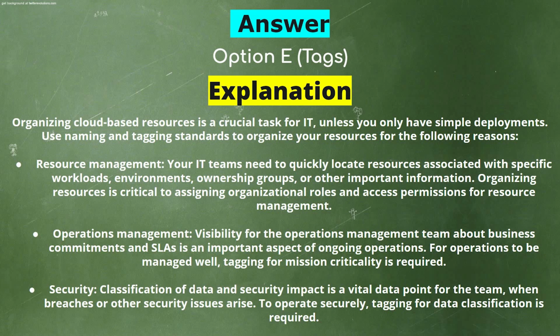Number 2. Operations management. Visibility for the operations management team about business commitments and SLAs is an important aspect of ongoing operations. For operations to be managed well, tagging for mission criticality is required. Number 3. Security. Classification of data and security impact is a vital data point for the team when breaches or other security issues arise. To operate securely, tagging for data classification is required.